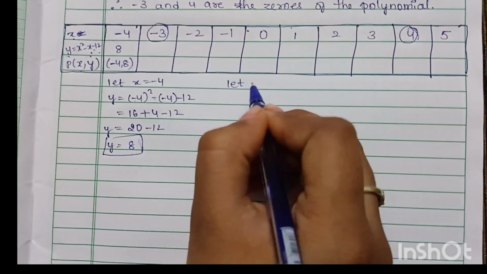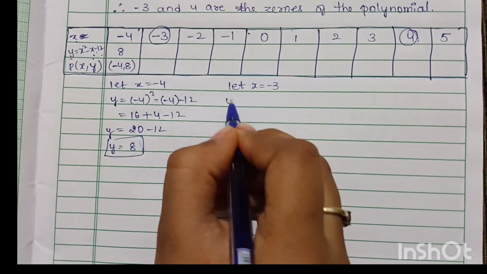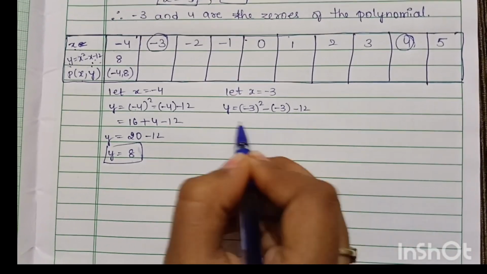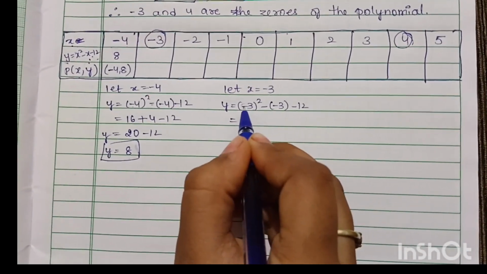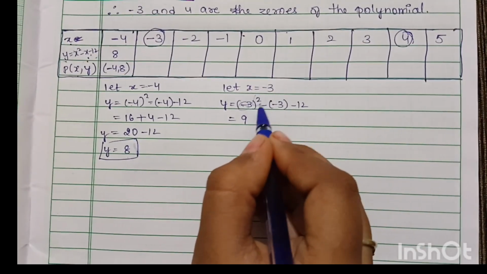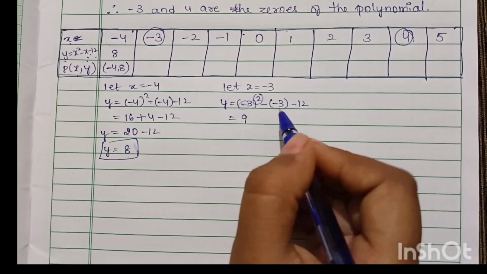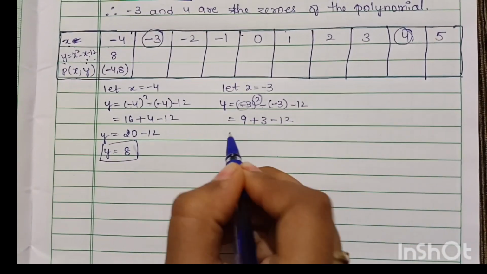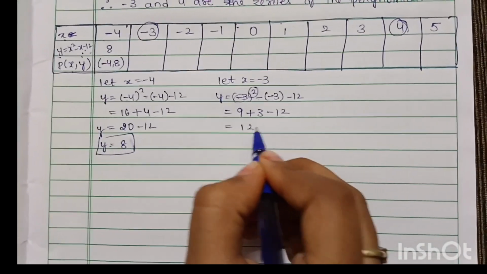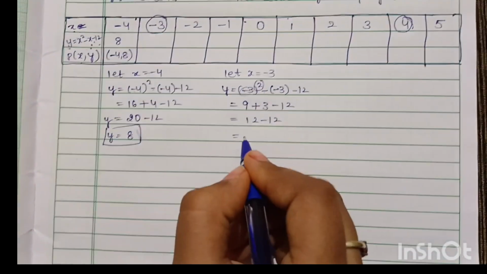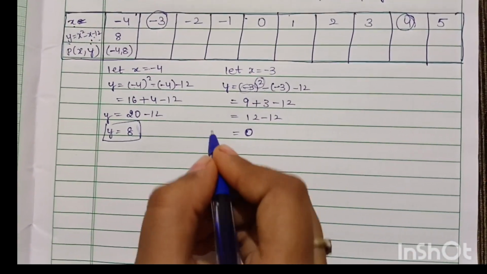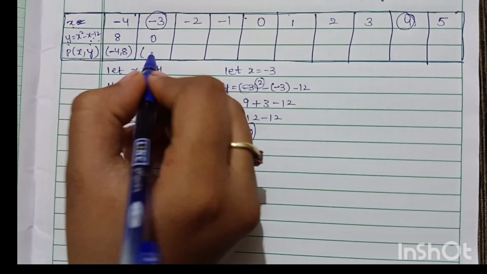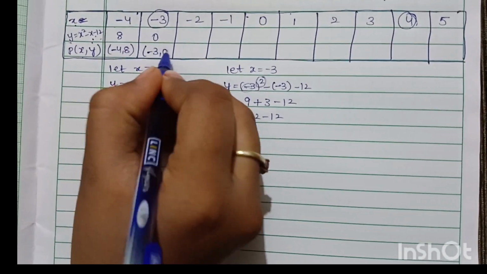Next, let x equal minus 3. If we take x as minus 3, then minus 3 whole square minus of minus 3 minus 12. 3 square is 9, and minus into minus becomes plus 3, minus 12, equals 9 plus 3 is 12, minus 12. So this is 0. If we get the same 0, then our problem is correct. So y equals 0, and the point (x, y) is (minus 3, 0).